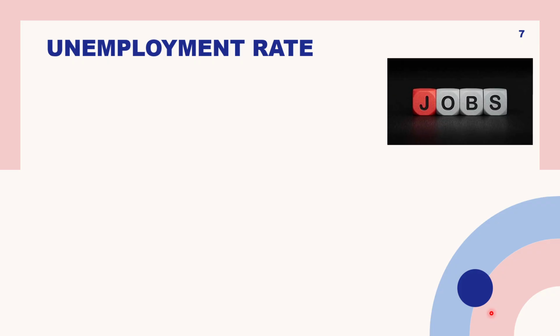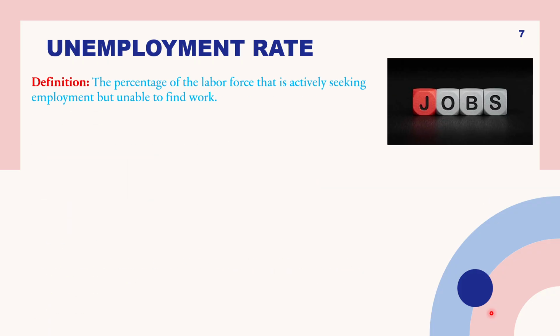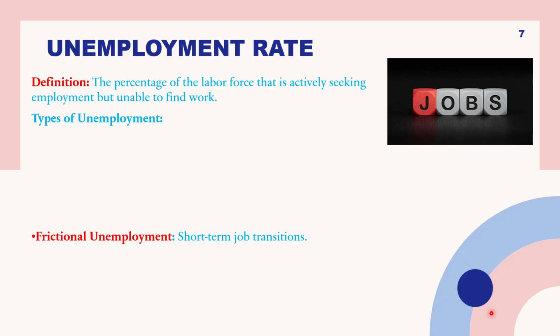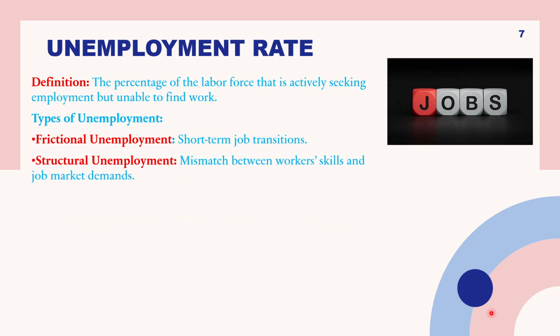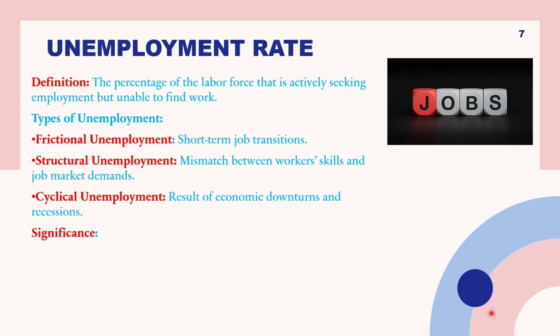Next, we know about unemployment rate. What is unemployment rate? The percentage of the labor force that is actively seeking employment but unable to find work, that is called unemployment rate. Types of unemployment. First is frictional unemployment. Second is structural unemployment. Third is cyclical unemployment.